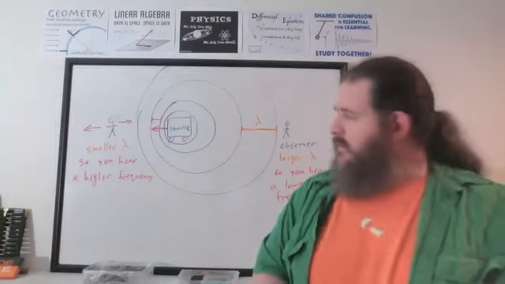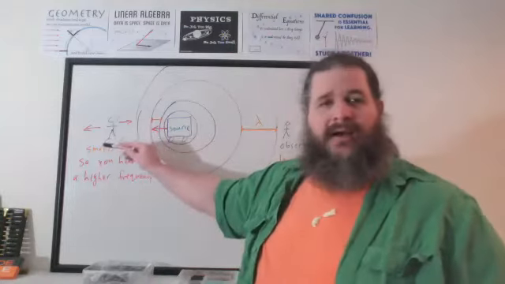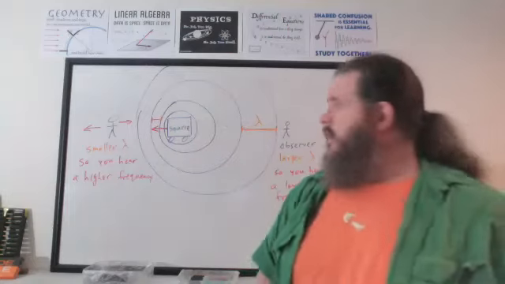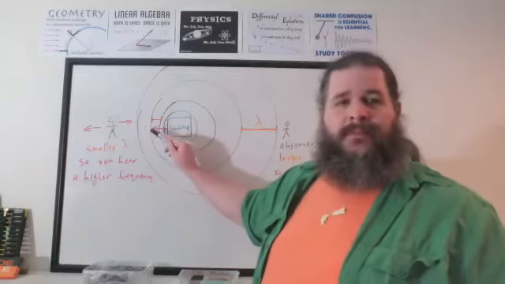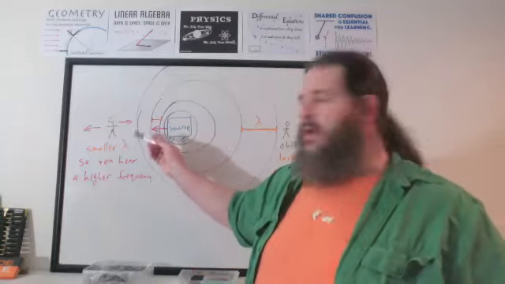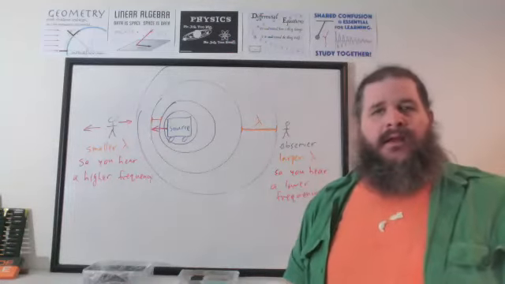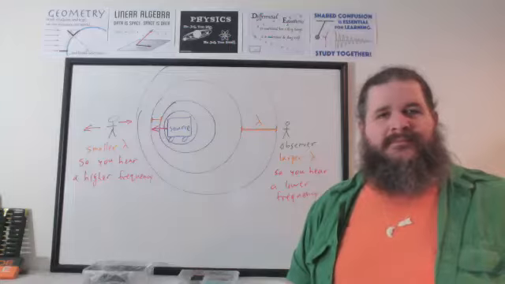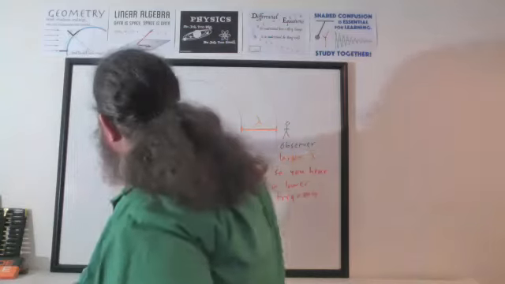So conceptually, I think that's what we should expect. If the source is moving towards the observer, the observer hears a higher frequency. Away from the observer, the observer hears a lower frequency. And as for the observer, if the observer is moving towards the source, the observer is going to hear a higher frequency. Away from the source, you hear a lower frequency. Any questions on that conceptually so far? So let's take a look at the equation involved here.